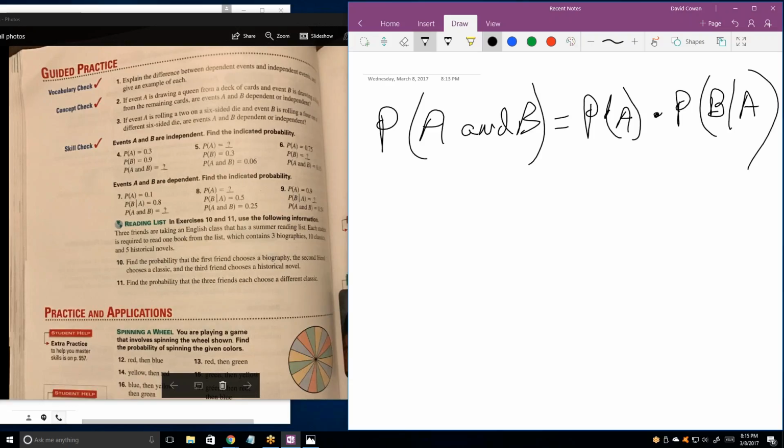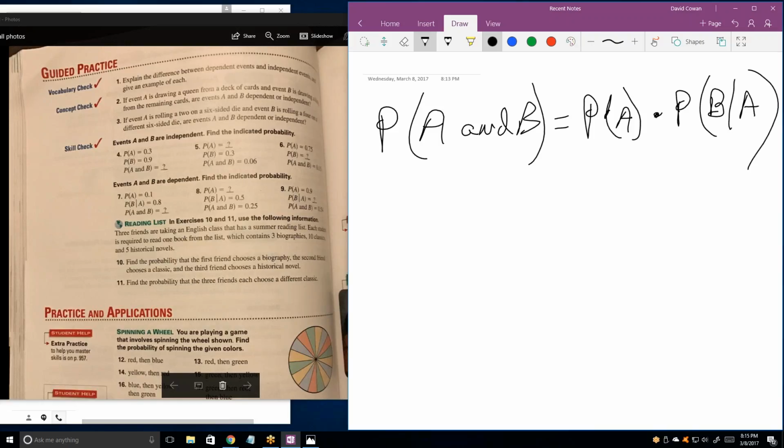It's the probability of B given that A has already happened. In other words, the probability that it's going to rain tomorrow, given that it's raining today, is different than the probability that it'll rain tomorrow knowing nothing about today.